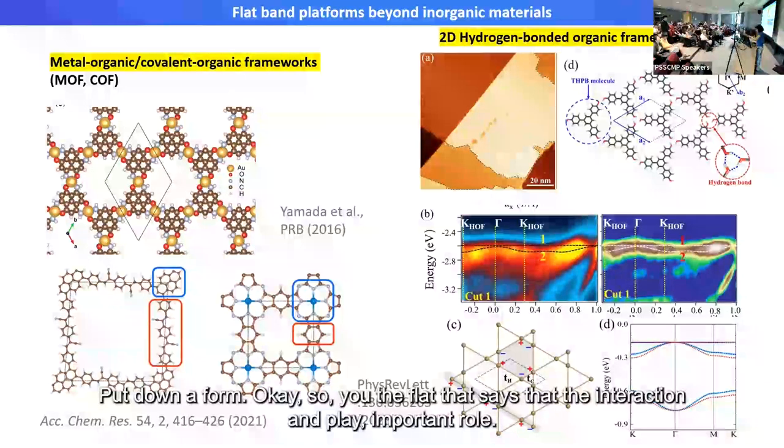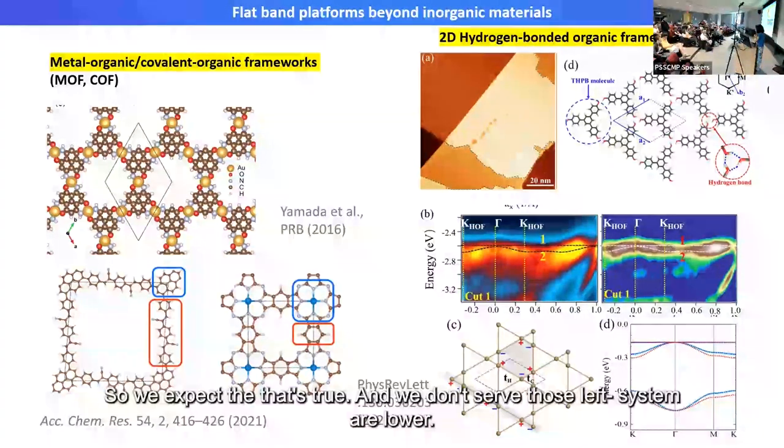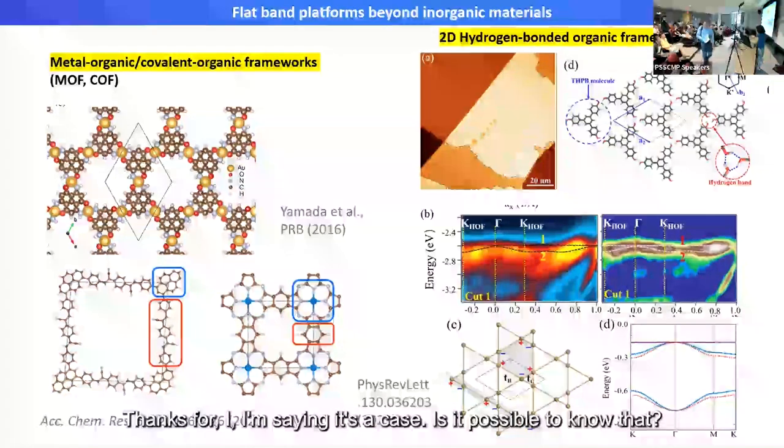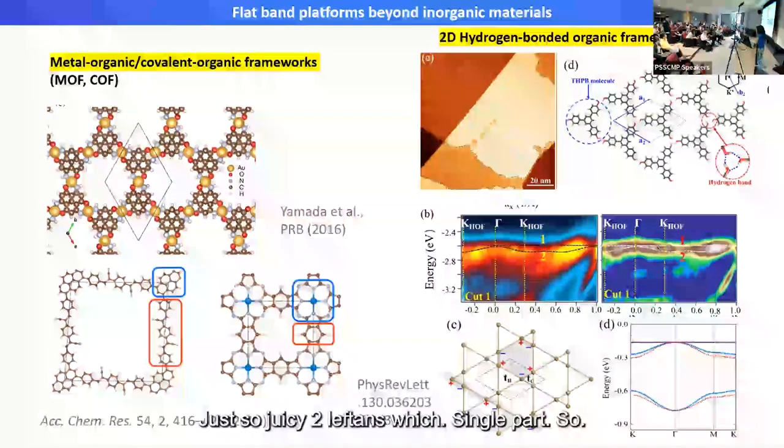Yes. Okay. In flat band systems, the interaction can play an important role. So do we expect the actual spectrum we observe in those flat band systems to be a lower Hubbard band, where the on-site repulsion is so strong that the ground state may only be occupied by one electron, but not two? In certain cases, probably yes. Is it possible to measure that from the experiment? I think certainly you can probably see those in tunneling. Do you see two flat bands? No, no. I think we're still in the single particle regime so far.